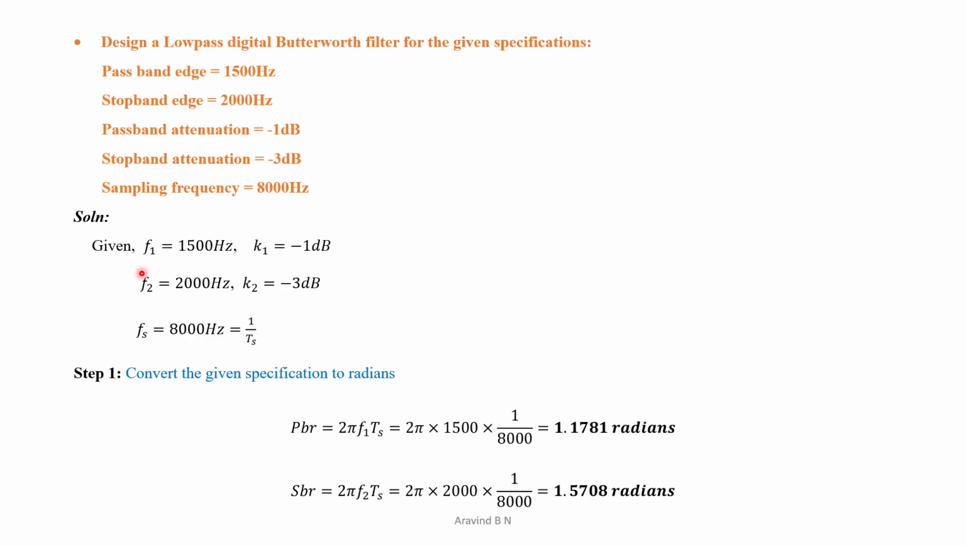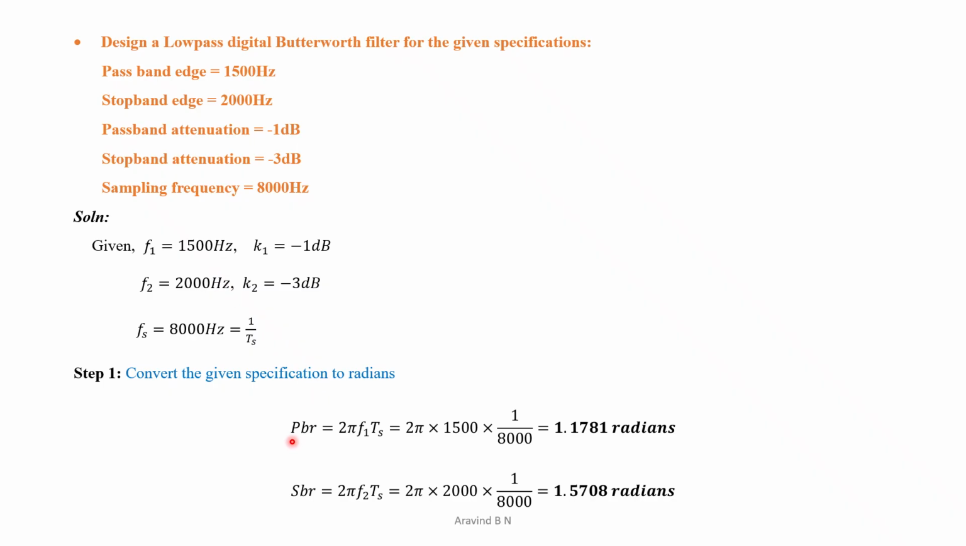So F1 is the passband edge 1500 Hz, F2 is the stop band edge, that is 2000 Hz, K1 is the passband attenuation, that is given here, and K2 is the stop band attenuation, that is 3 dB, and Fs is the sampling frequency 8000 Hz, which is related with the time as 1 by Ts. Now convert these specifications into the radians. It is given in Hertz, the frequency. We are going to convert that into the radians.